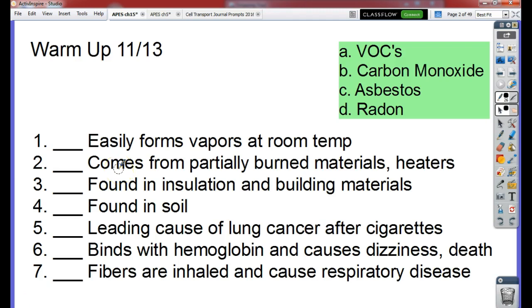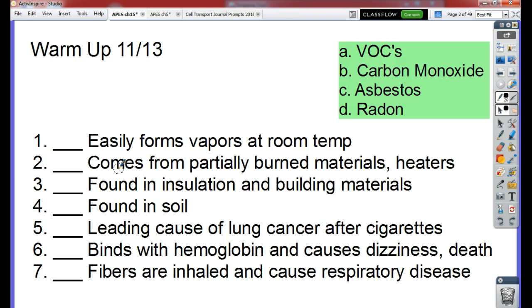All right, number 1. What do you guys have? Easily forms vapors at room temperature. What's that? Anyone? Good guess. Not B. A, VOCs, volatile organic compounds. These are things like solvents, cleaners, plastics that give off smells. The reason they give off smells is because they have a low boiling point, right? So they form vapors really easily, and those vapors get into your nose. So they can cause irritation in your throat or your nose from that.